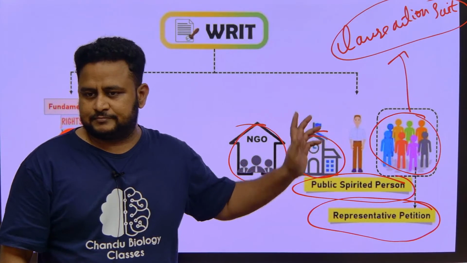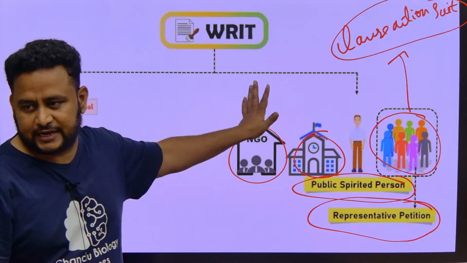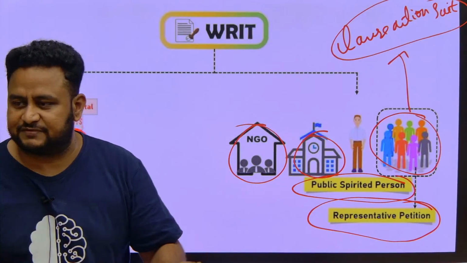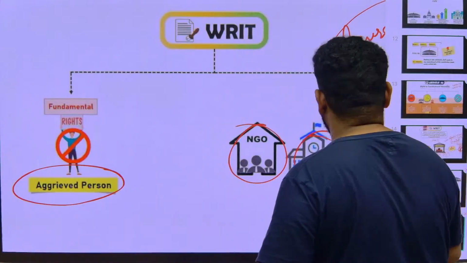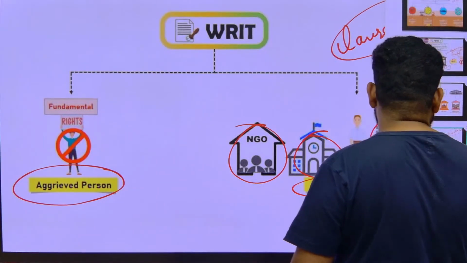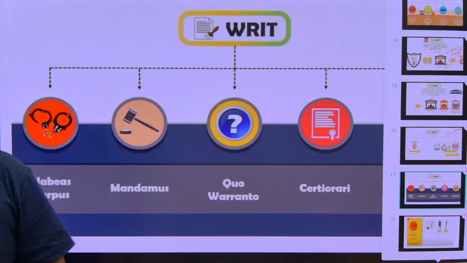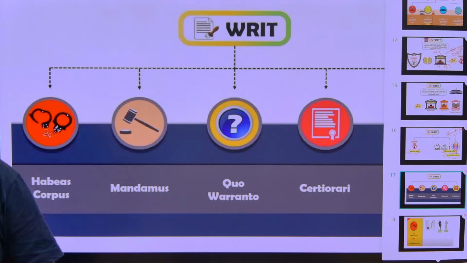Got it? This is about what you mean by writ and how to approach the court. Now let us see what actually a writ is. What are the types of writs that we have? There are 5 types of writs. They will ask questions from this part, definitely one question will come. Definitely out of these 5 writs, one of the writs will come in the examination, maybe more than one writ also. What are the types of writs?